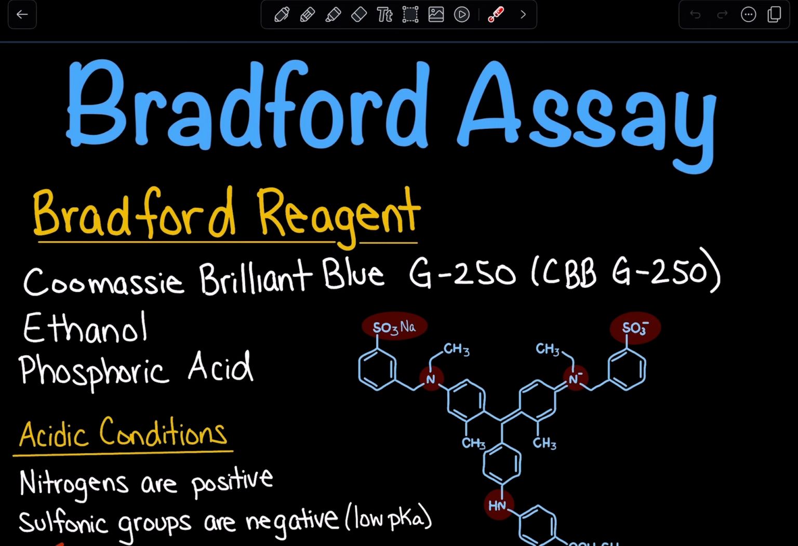Because remember, when we talk about protein quantitation, we have two different categories. We have colorimetric quantitation methods, and then we have intrinsic quantitation methods. And the Bradford assay is a colorimetric protein assay method.